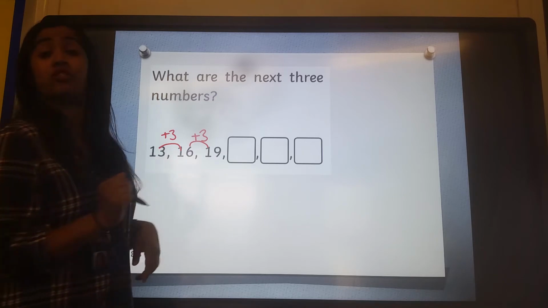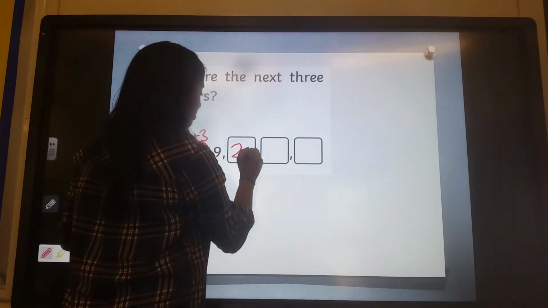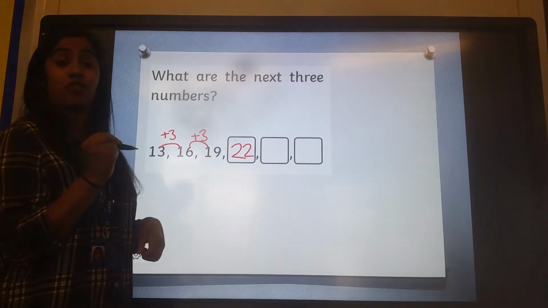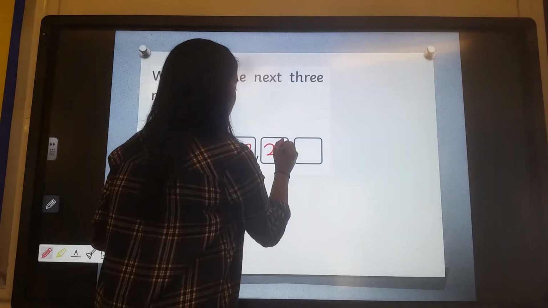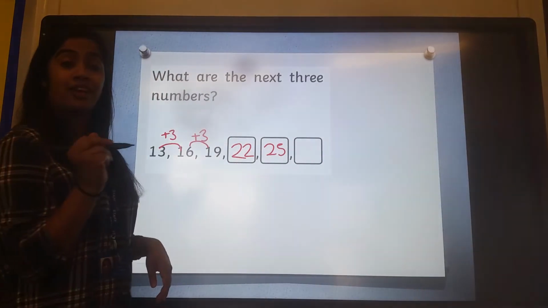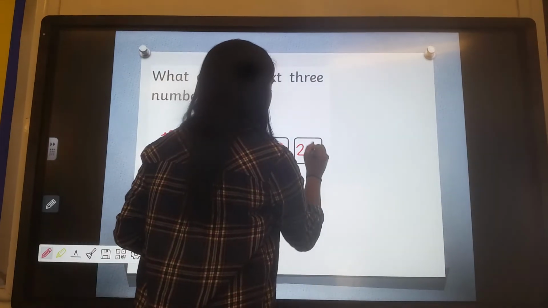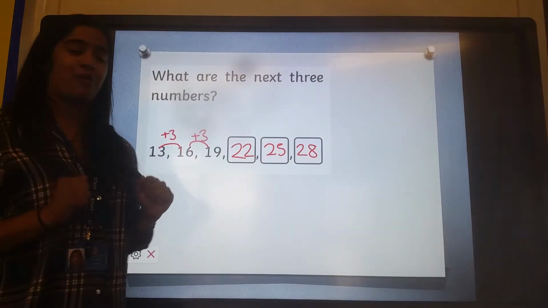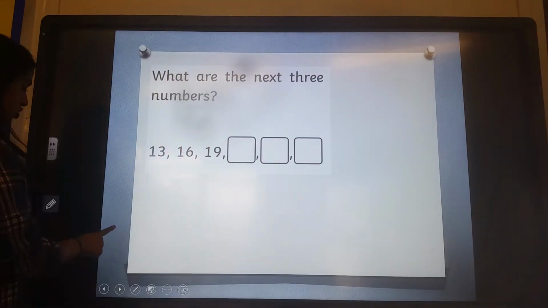So 19 plus 3 is, good, 22. And 22 plus 3 is, good, 25. And 25 plus 3 is, good, 28. Well done if you got that question correct. Next question.